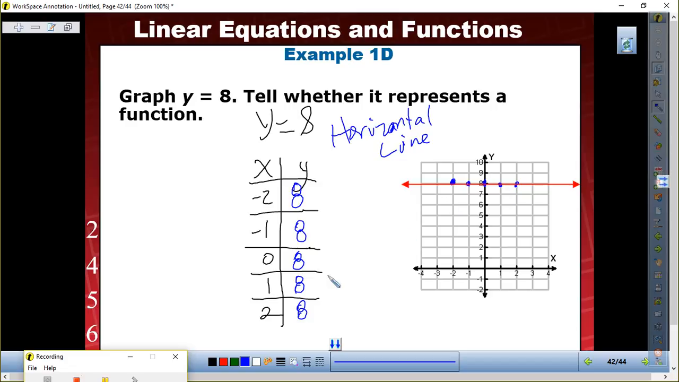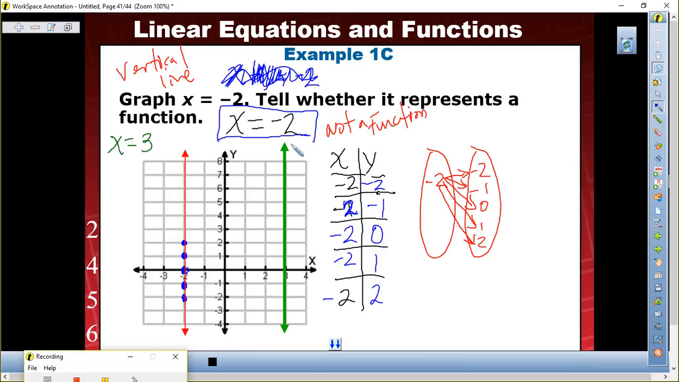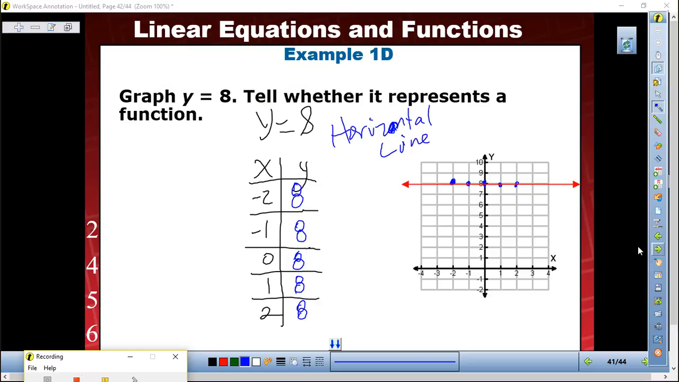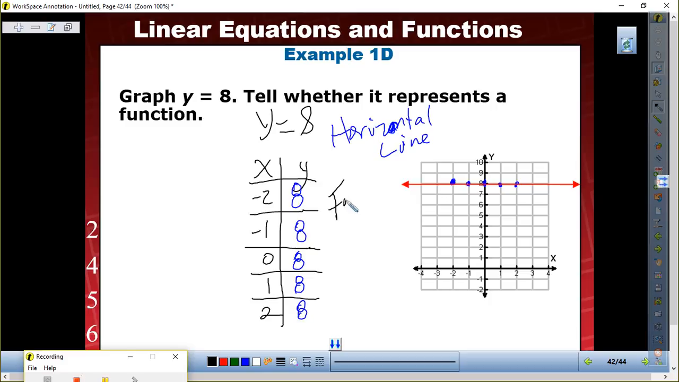Is this a function? Okay, let's see. Let me go back to the previous one. The other one, we can tell that it wasn't because the x repeated and the y's had different values. Let's look at this one. Do the x repeat? No. Therefore, this is a function.